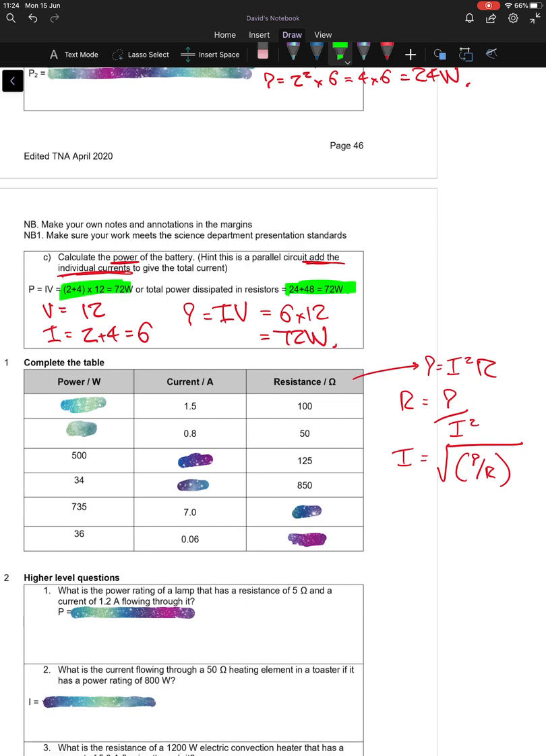Good. Right. Your turn now. So, again, same idea as before. You might need to rearrange the equation into one of these 3 iterations. Power equals current squared times resistance. Resistance equals power divided by current squared. Or current equals the square root of power divided by resistance. So pause the video and simply have a go at seeing if you can fill in the blanks for each of these using one of these 3 equations. Okay, so pause the video and do that now for me.